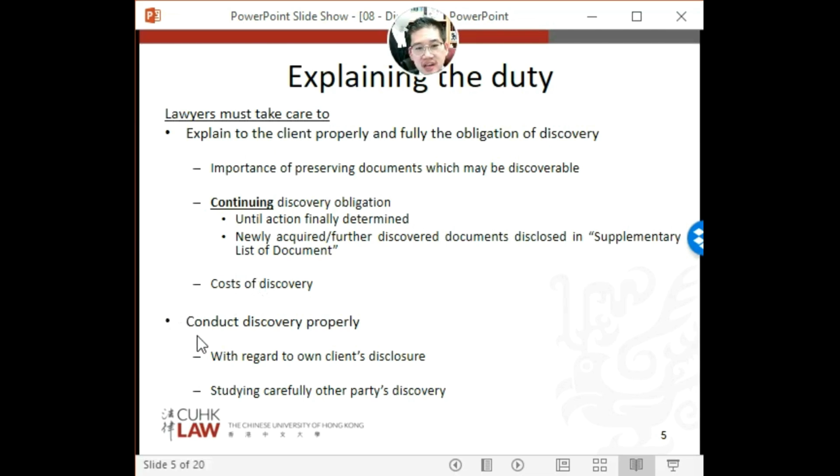The lawyer also has to conduct discovery properly. You must remind your client about disclosure, and another important part is that you study carefully the other party's discovery. With experience, you can tell if the other side is hiding things, and that may prompt you to make interlocutory applications for specific discovery.